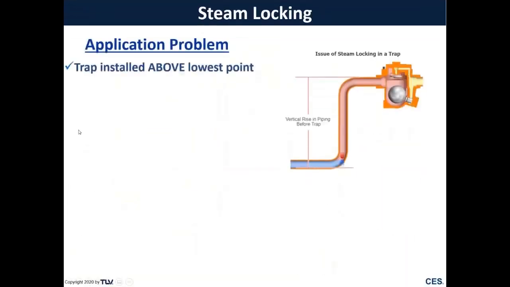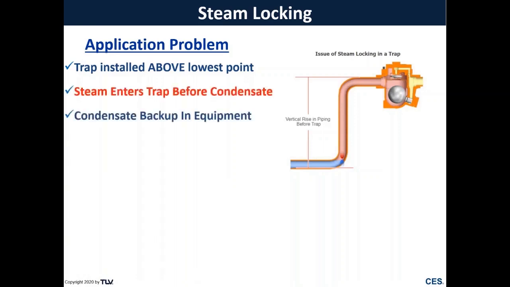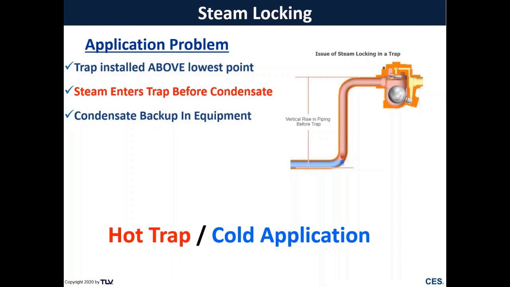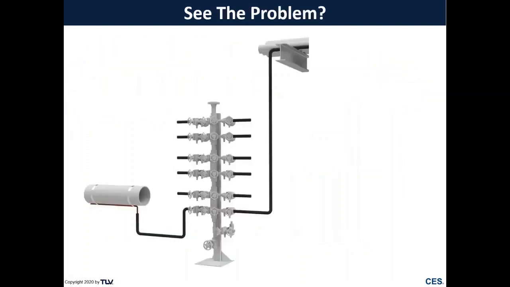So with this type of application, our trap is installed above the lowest point in our system. Condensate wants to drain downhill. It wants to gravity drain. It doesn't want to go uphill very easily. So we're going to have a problem getting condensate into that steam trap, and it's going to result in a backup of condensate into our equipment, causing heating problems. So again, the trap may test hot, it may test as good, but we have a problem with heating.